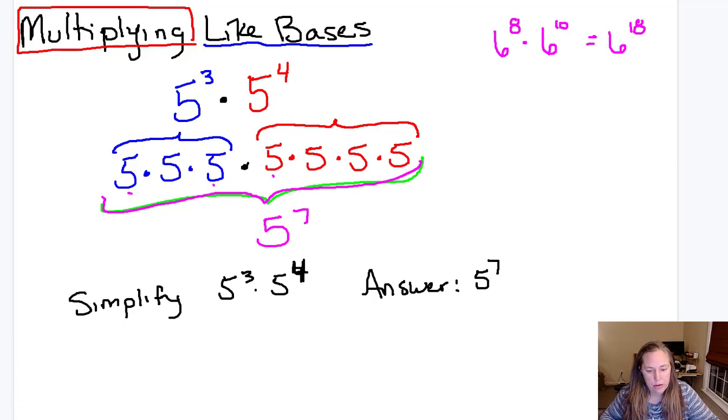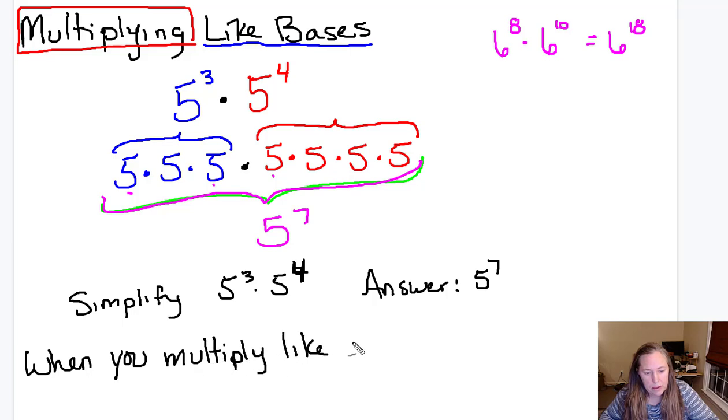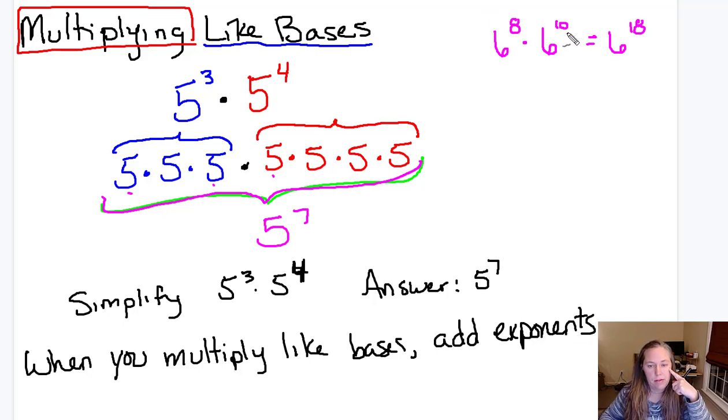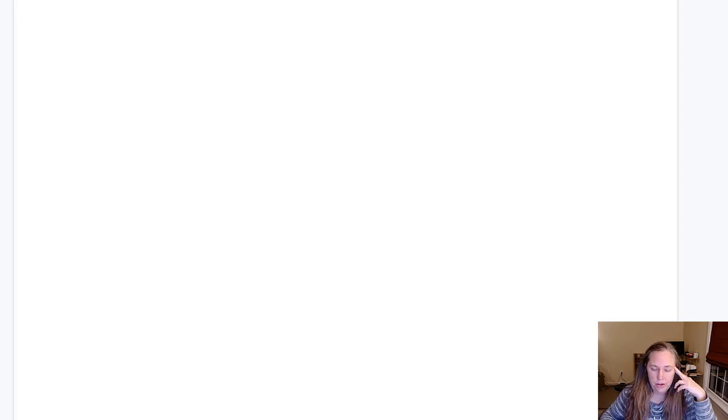So for your notes, when you multiply like bases, you add exponents. That's all there is to it. 6 to the 8th times 6 to the 10th, 6 to the 18th. Just take those exponents and add them. Oh, I should have told you I was erasing. Sorry. Okay. The next one we're going to look at is divide like bases.